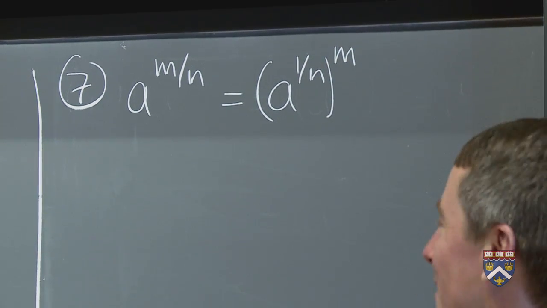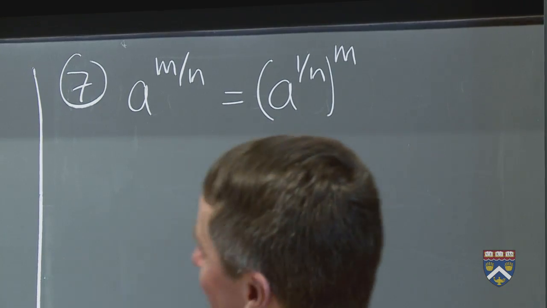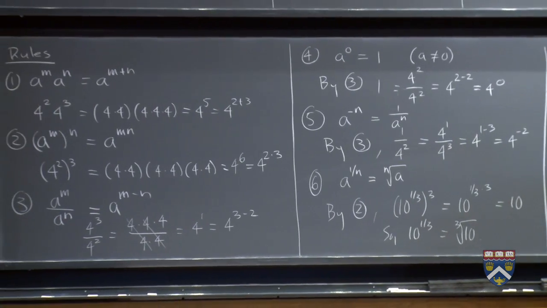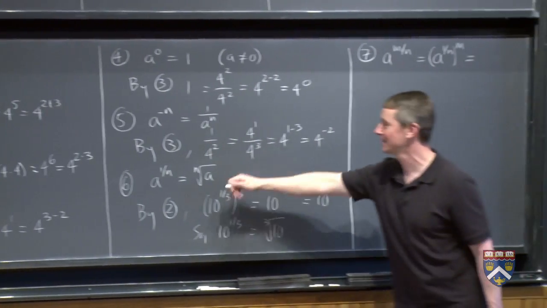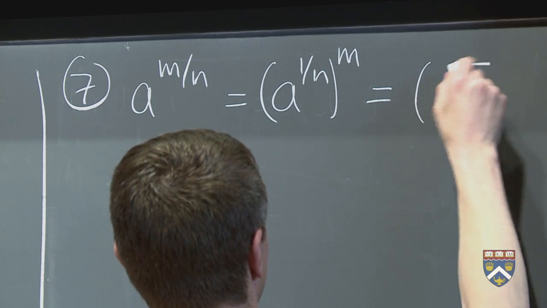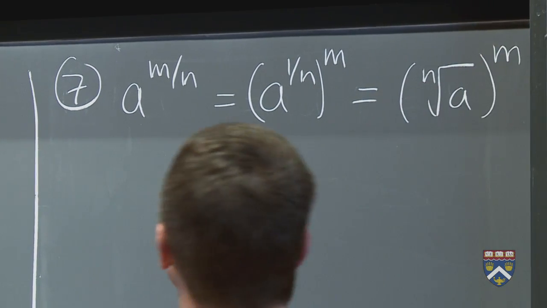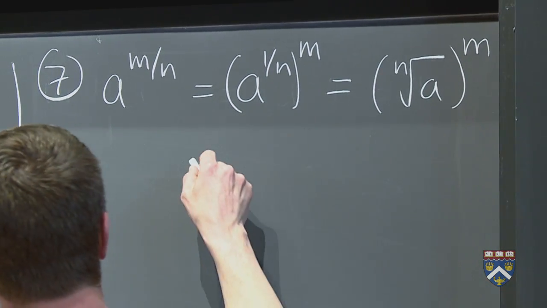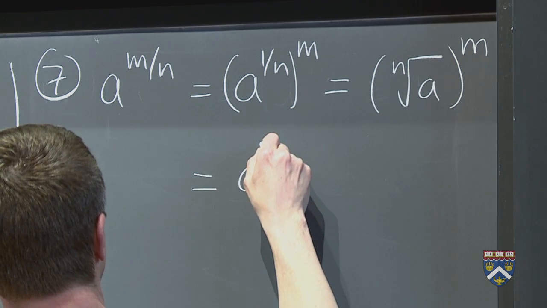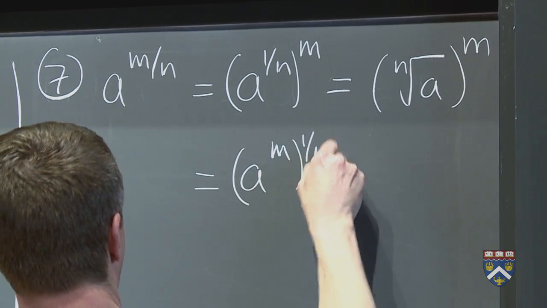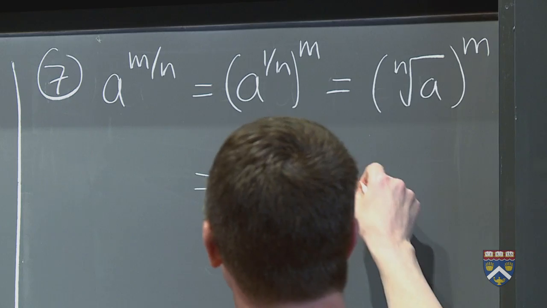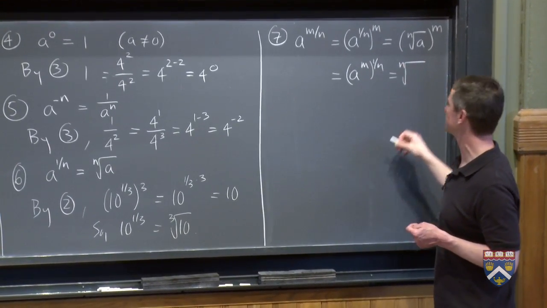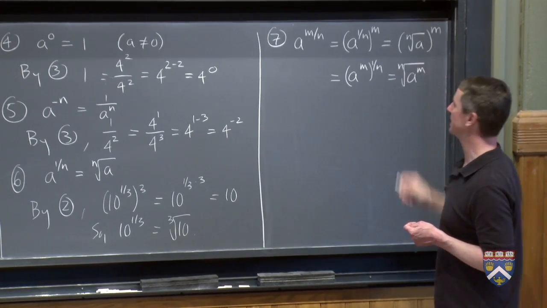Wasn't it a good idea to choose two letters that sound so much alike? We can rewrite it that way by doing this rule backwards. And then by rule number 6, we know what a to the 1 over n means. That means the nth root of a. But because multiplication is commutative, meaning the order doesn't matter, I could just as well have rewritten this as first a to the m raised to the 1 over n. That's also by rule number 2. And then now I can rewrite that as the nth root, because we know what that means from rule number 6, of a to the m.